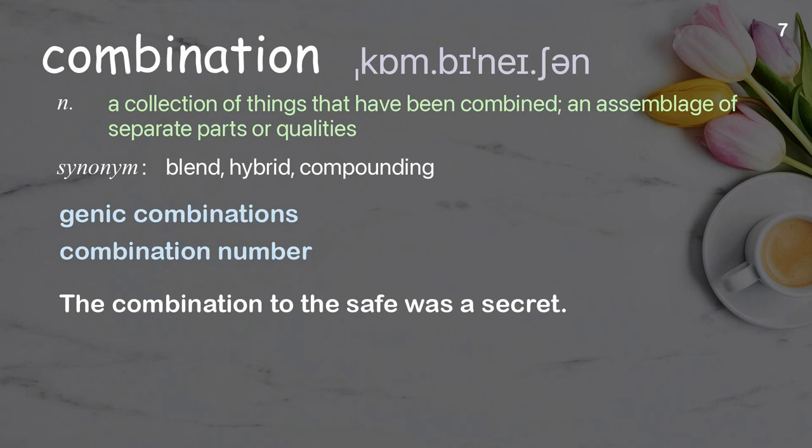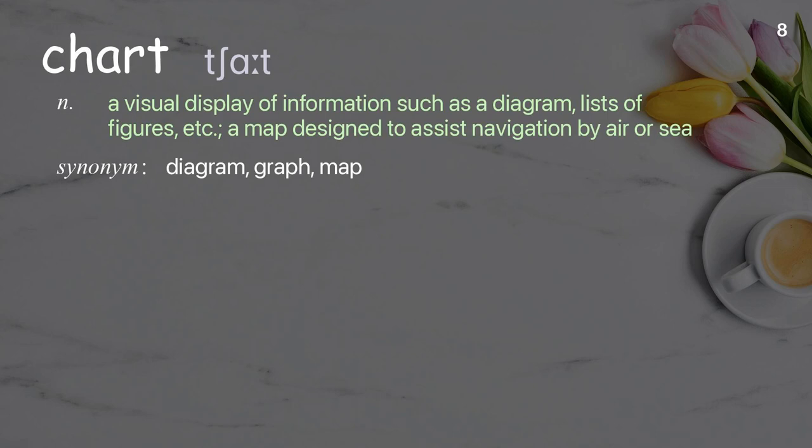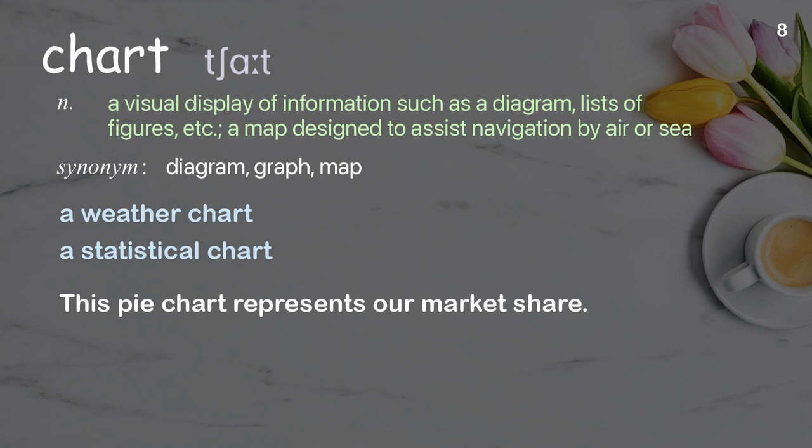Chart. A visual display of information, such as a diagram, lists of figures, etc., a map designed to assist navigation by air or sea. Examples: A weather chart. A statistical chart. This pie chart represents our market share.